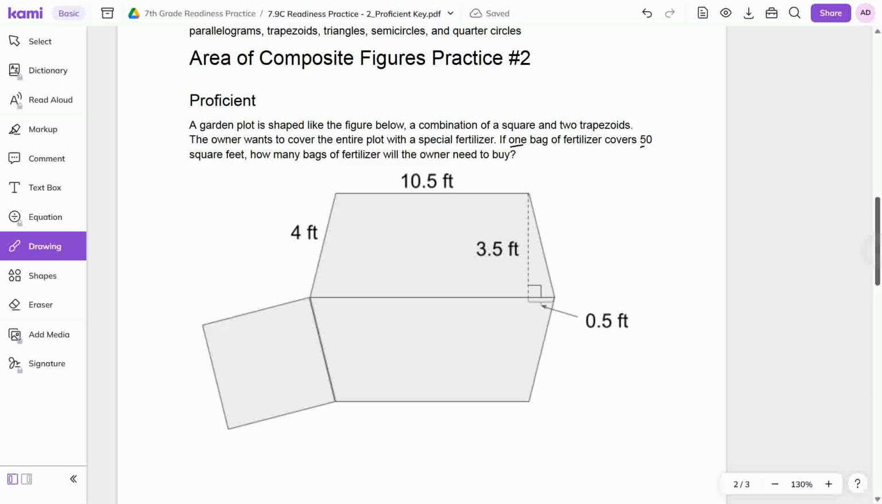Let's figure out the area of one trapezoid, because then we can double it. And I can already tell you if this side length right here equals this side length right here.